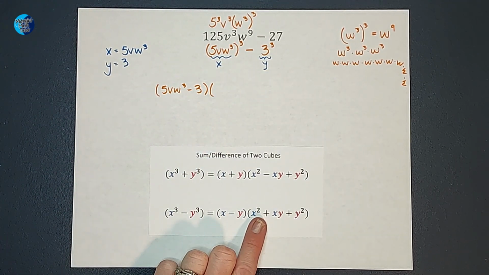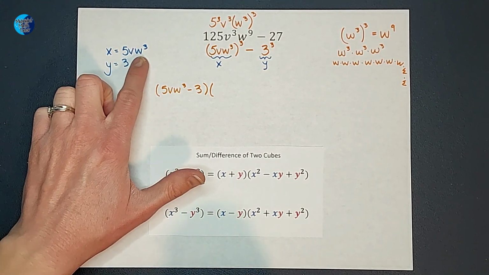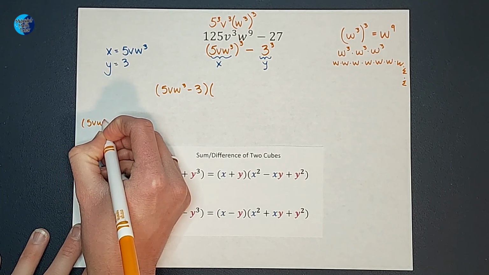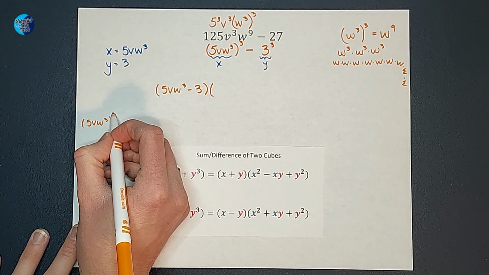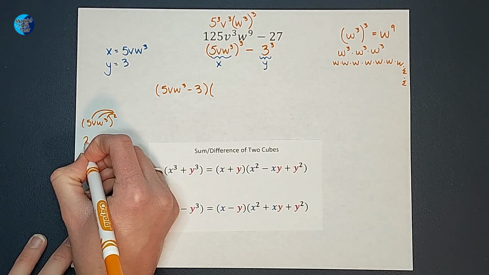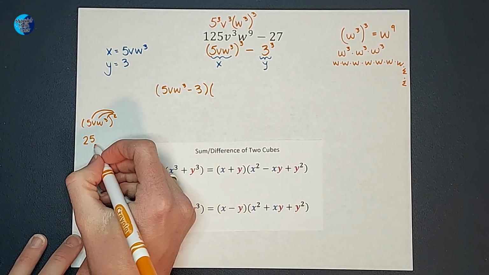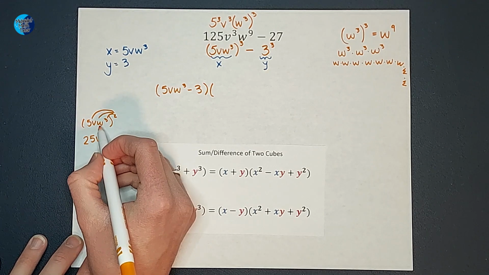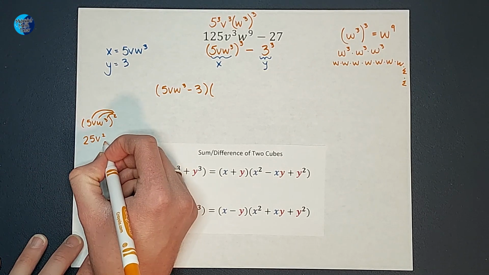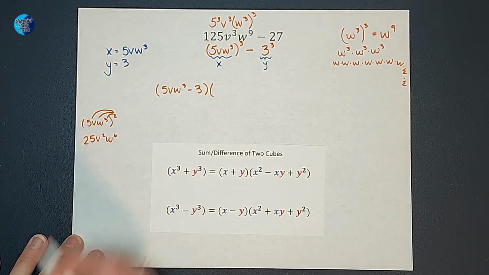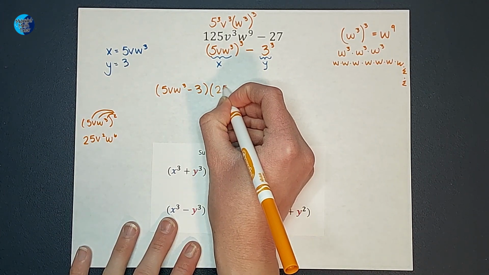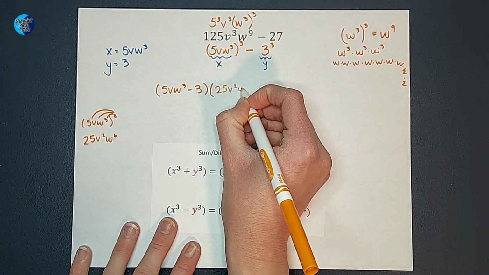Then we've got x squared. So 5vw to the third, squared. So let's think about what that would be for a second. Well, the squared needs to go to each little friend here. So 5 squared would give me 25. V squared is v squared. And w cubed squared, remember when we have an exponent raised to an exponent, we multiply them. So this would be w to the 6th. All right, that is my x squared. 25 v squared w to the 6th.